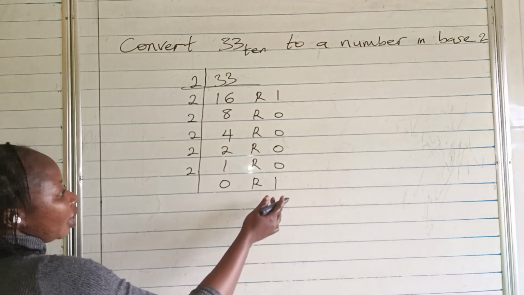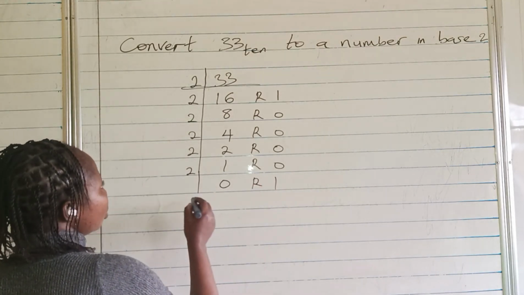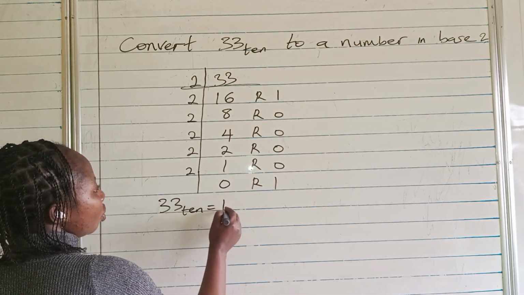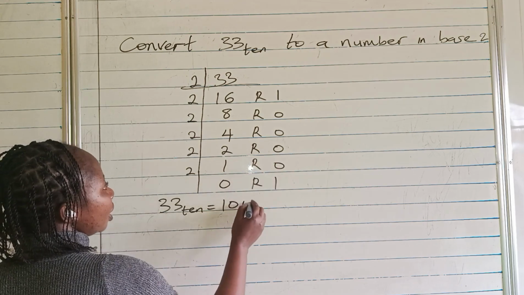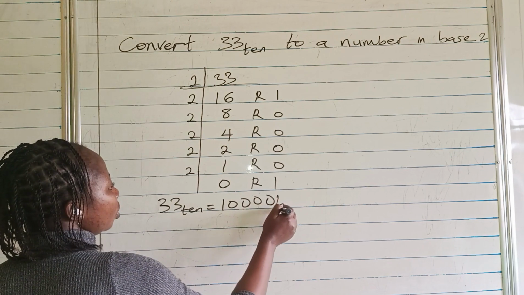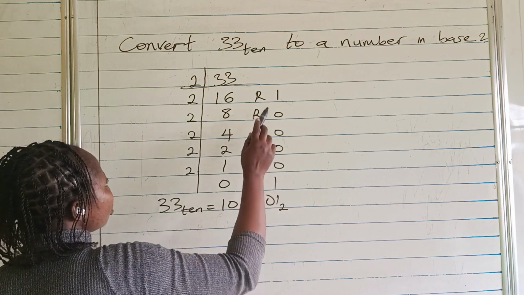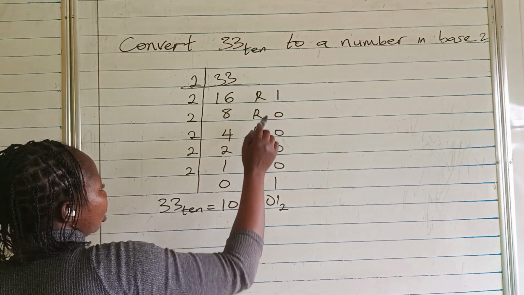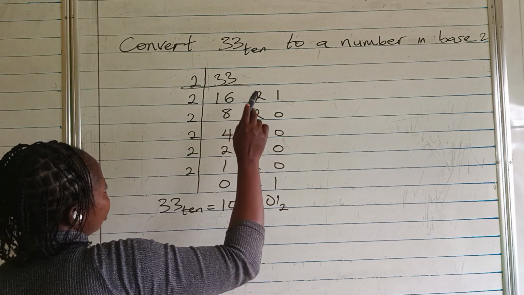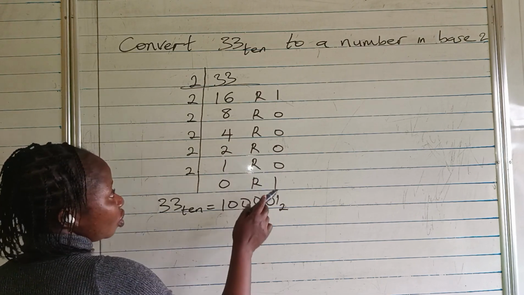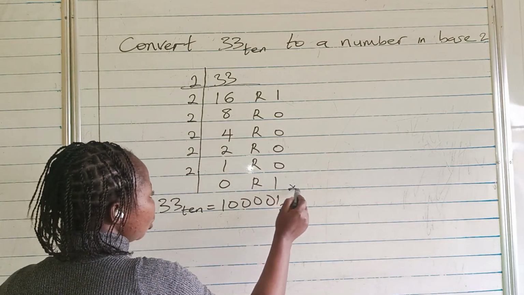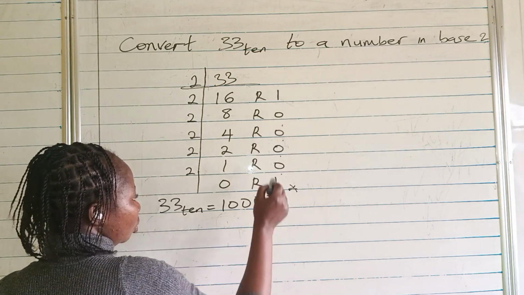And then 2 in 1 is 0 and the remainder is this 1. So we are going to be writing our answer from here. So 33 base 10 equals 1, 0, 0, 0, 0, 1 base 2. Take note, we are not writing from here. We are starting from the last number. So we write it upward, not from up to down. Because we are starting from this, 100001 base 2.